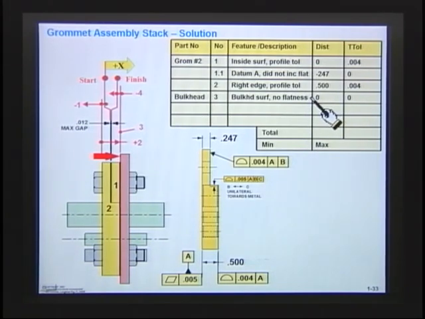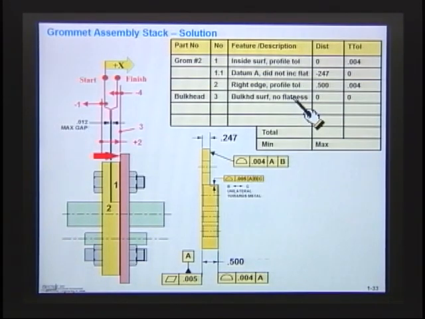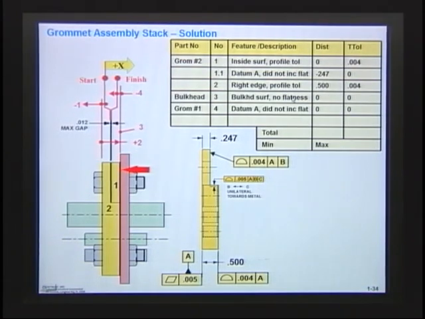All right, now what we're going to do is go to the next feature. The next feature is feature number 4, and that's the right-hand edge of part number 1. Now remember, this is going to be flipped around, so the right-hand edge of part number 1, if we took that thing and flipped it right around, is now going to be that face over there. And that's datum A face.